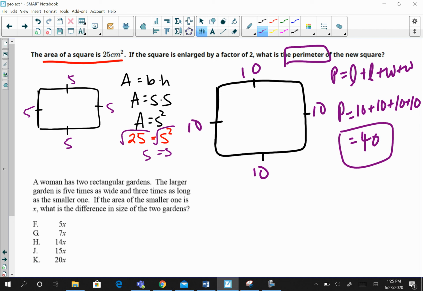Okay, so a lot of times they'll ask you about something, either area or perimeter, and give you the other one. So you have to be able to make that connection to go backwards, solve for that side length usually, and then use that moving forward.